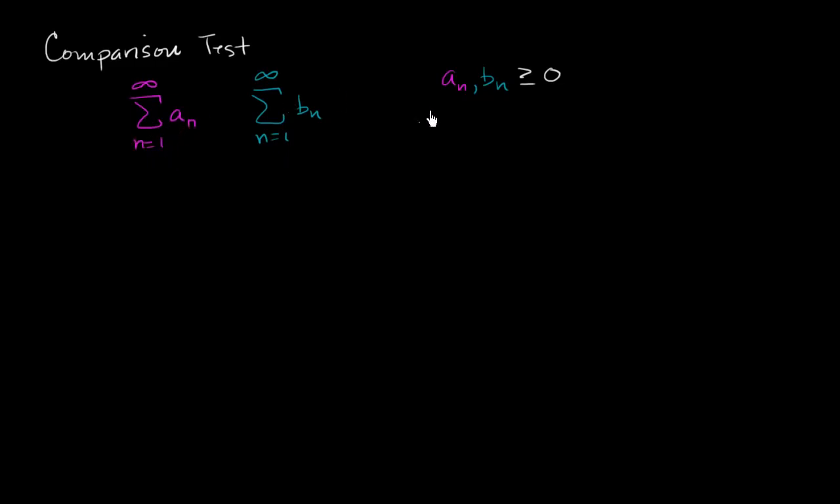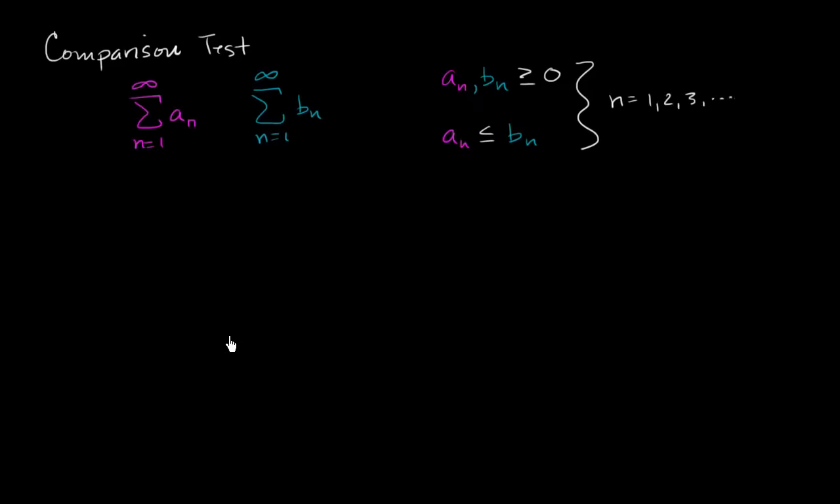Now, let's say we also know that each of the corresponding terms in the first series are less than or equal to the corresponding term in the second series. Less than or equal to b sub n. And once again, this is true for all the n's that we care about. So n equals 1, 2, 3, all the way on and on and on.